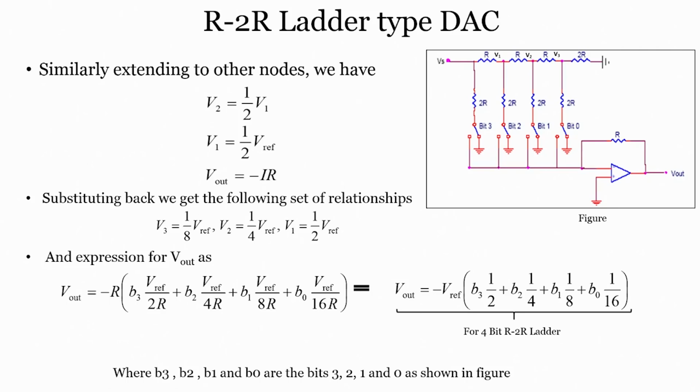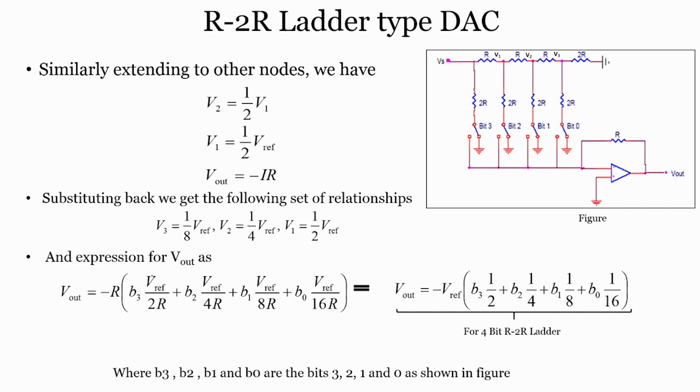V reference. V out equals minus I R. Substituting the values of the following relationship, what do we get? V3 equals 1 by 8 V reference, V2 equals 1 by 4 V reference, V1 equals 1 by 2 V reference, and the expression of V out would be V out equals minus R into bit 3, bit 2, bit 1, bit 0, and what do we have?